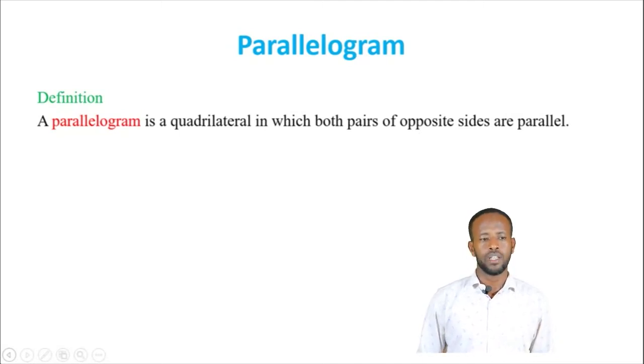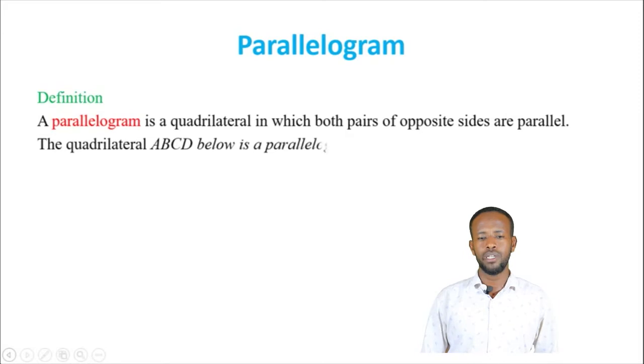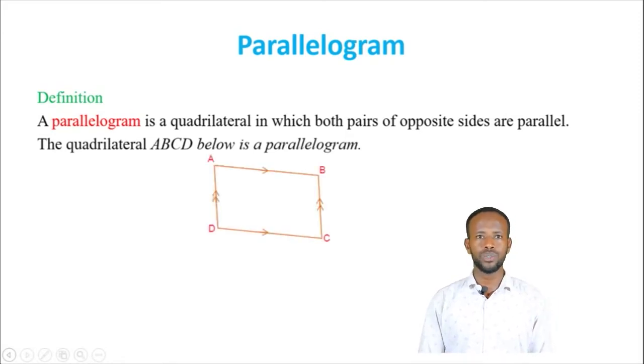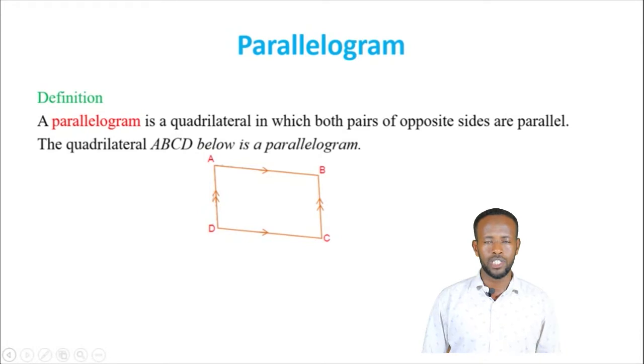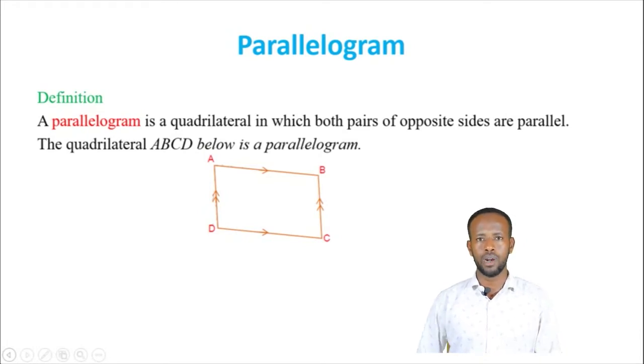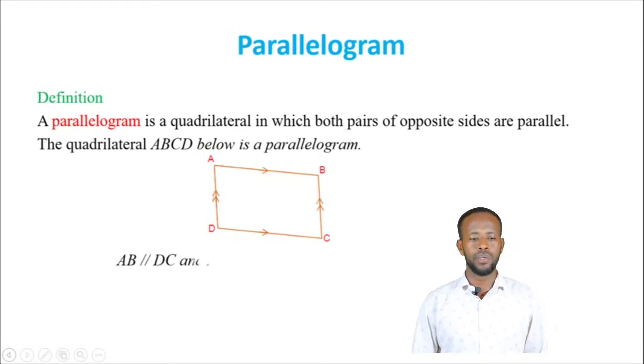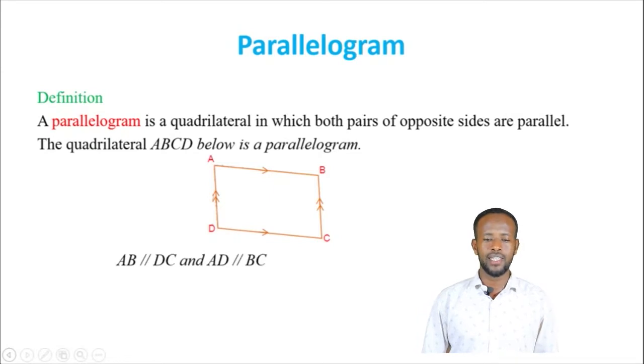Okay? The quadrilateral ABCD below is a parallelogram. Look, which two sides? AD and BC are opposite. They are parallel. They have the same mark. AB and DC are also parallel. So this type of figure is called a parallelogram. This is a quadrilateral, call it a parallelogram. AB is parallel to DC and AD is parallel to BC.